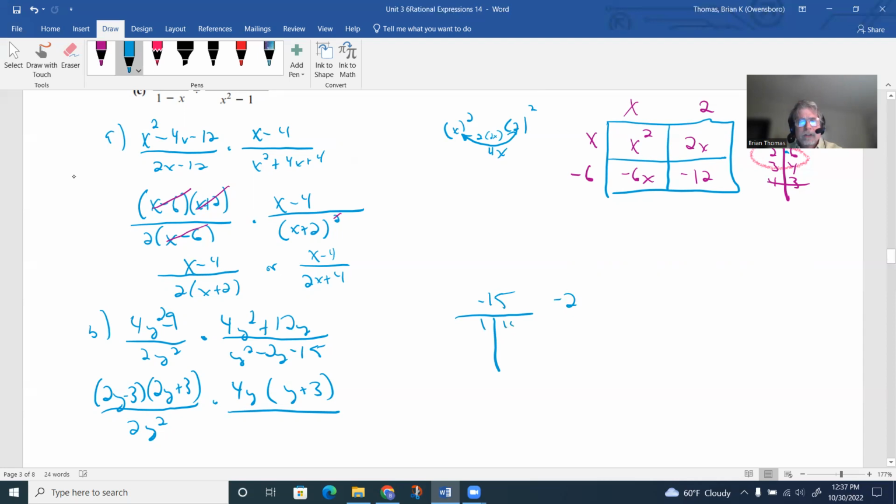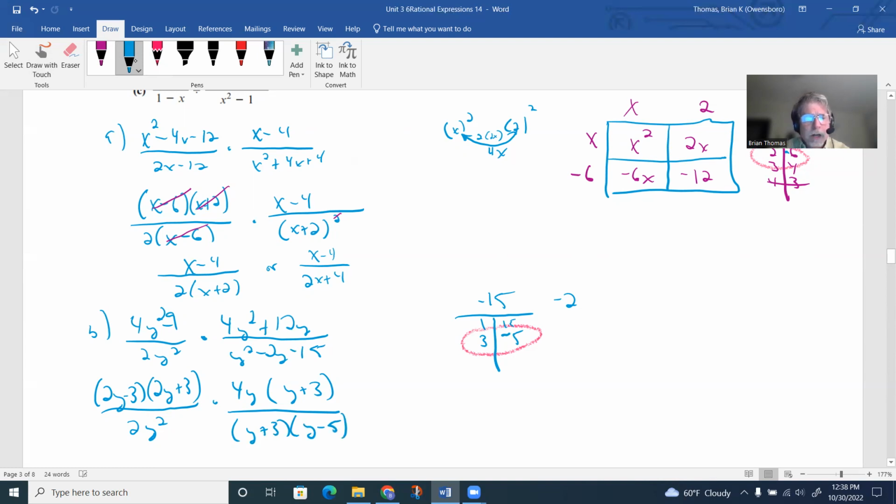So we have a 1 and a 15, and a 3 and a 5 is my mental thinking. The 3 and 5 looks pretty good, actually. So that looks like a winner. But to get a negative 2, that means that 5's got to be negative. So that means that the y squared minus the 2y minus the 15 is going to factor into y plus 3 times y minus 5.